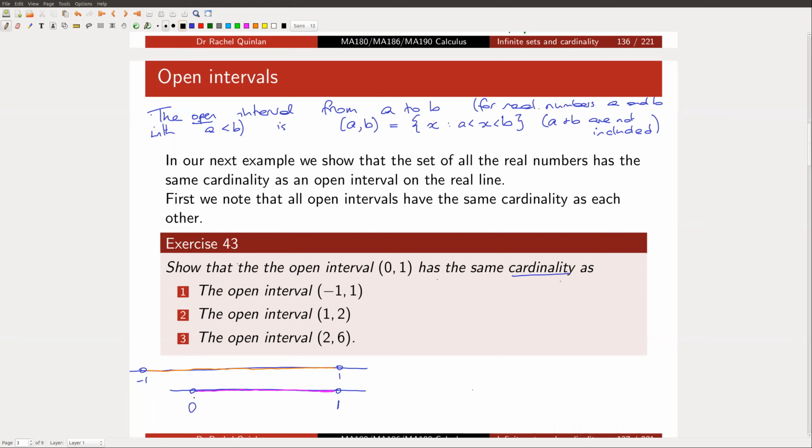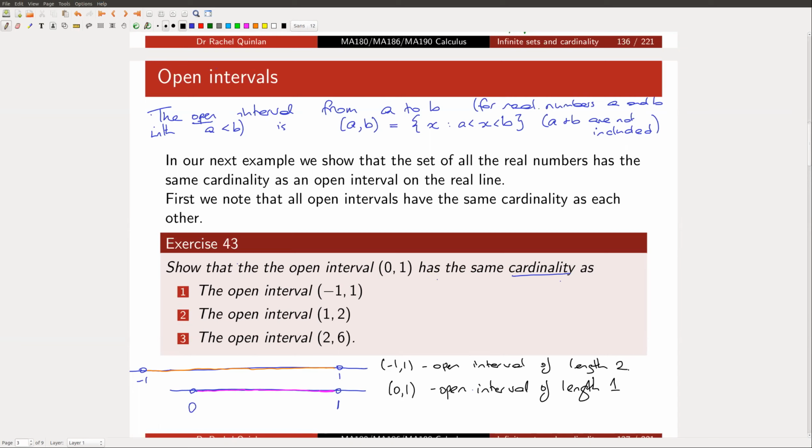So the claim is that an open interval of length 1, meaning that the distance from its left-hand endpoint to its right-hand endpoint is 1, and -1 to 1, for instance, is an open interval of length 2. So one is twice as long as the other. So in some sense, it has twice as many elements. But as we know, this notion of how many elements a set has falls apart a bit when you're looking at infinite sets.